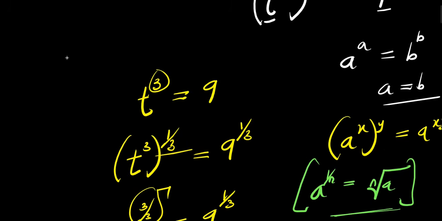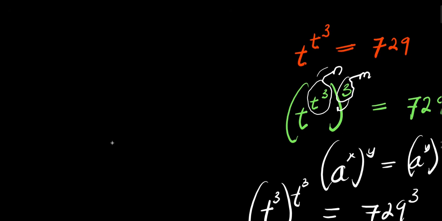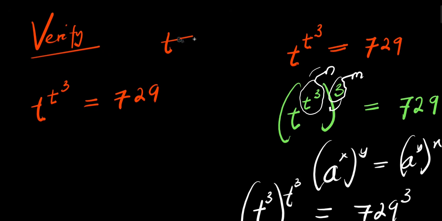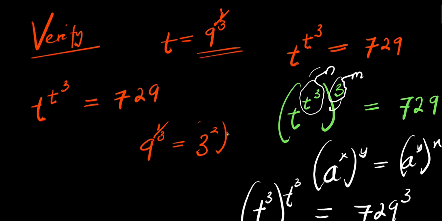And so what we are going to do is to verify. If you have t power 3 equals 7 to 9, our t is 9 power 1 over 3. We can further simplify this. 9 power 1 over 3 is the same thing as having 9 simplified as 3 squared. So 3 power 2, power 1 over 3, is the same thing as 3 power 2 times 1 over 3. This is 2 over 3.